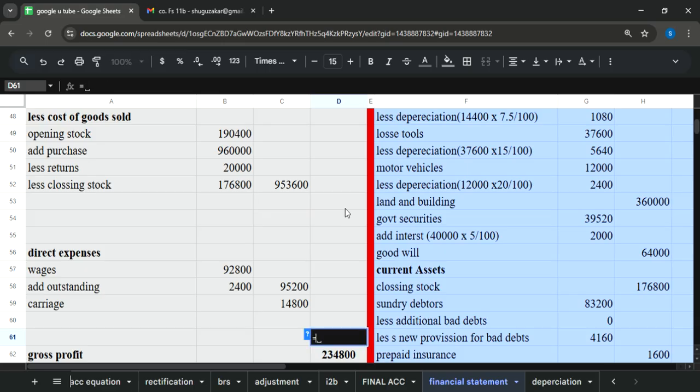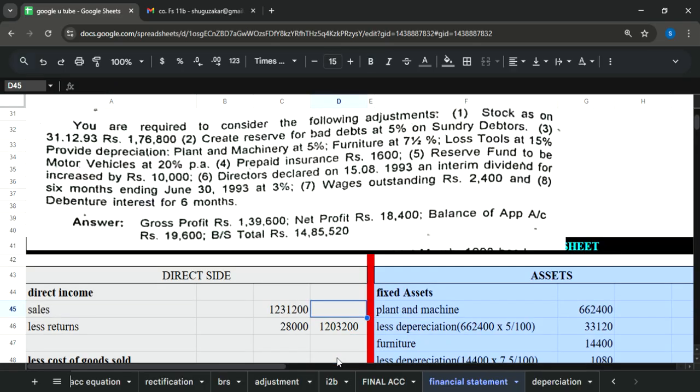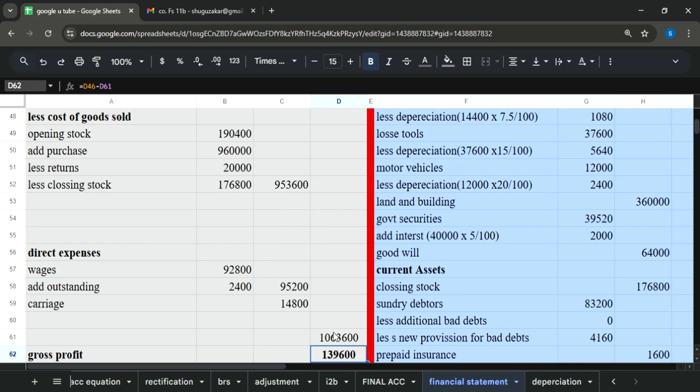So it means we can now calculate the cost of goods sold statement. How? First we will see the first part of the cost of goods sold statement, then you will add direct expenses, they are 2, and finally we have got cost of goods sold. This is total cost of goods sold. When you subtract it from sales, you will get gross profit. Amount is 139,600. And now let's see from the book if the answer is matched. Look here, gross profit 139,600 and we have got 139,600.